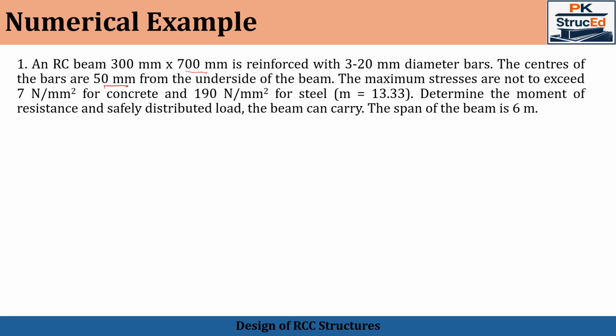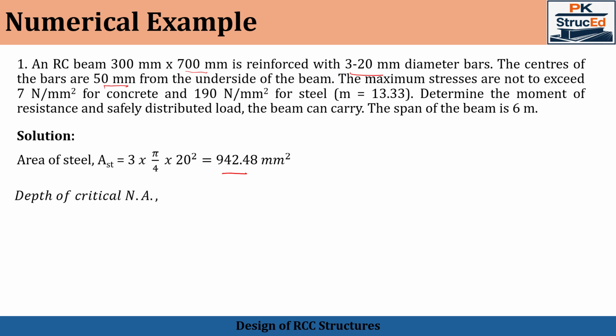Next, we can calculate the area of the steel. The area of a 20 mm diameter bar is pi by 4 into 20 square, whereas this beam has been provided with 3 20 mm diameter bars. So the total steel area, AST, is 3 into pi by 4 into 20 square, which comes around 942.48 mm square. Using the transformed section method, we can locate the neutral axis and compare it with the critical neutral axis depth.